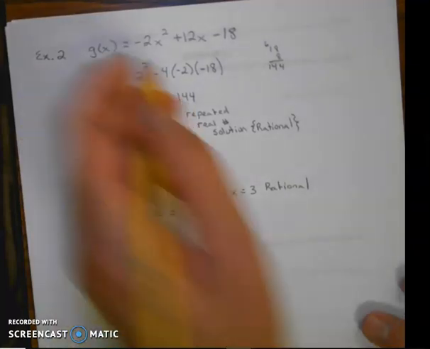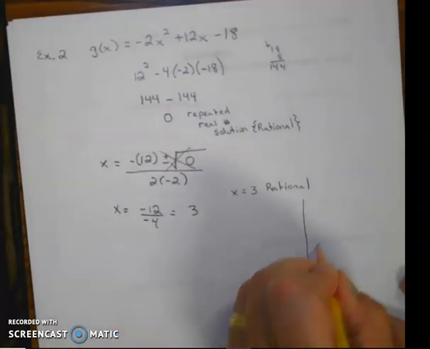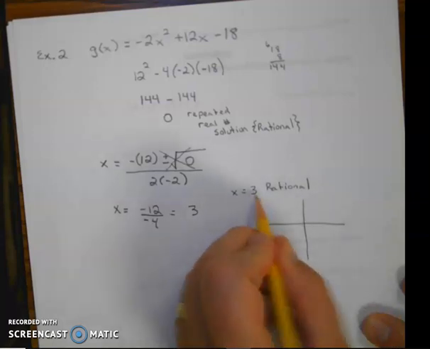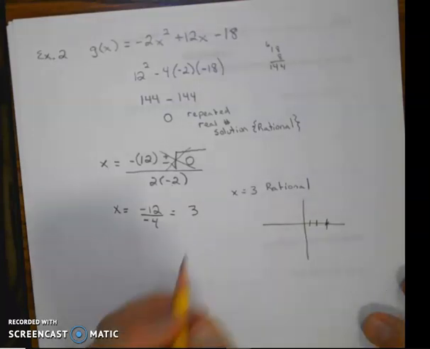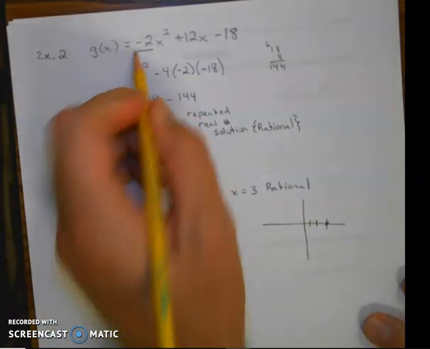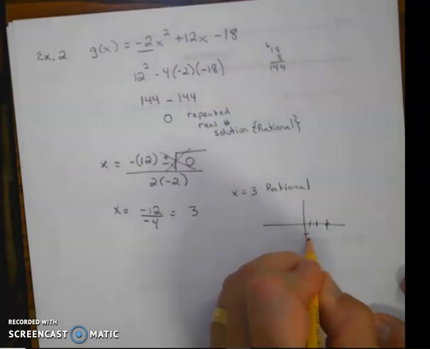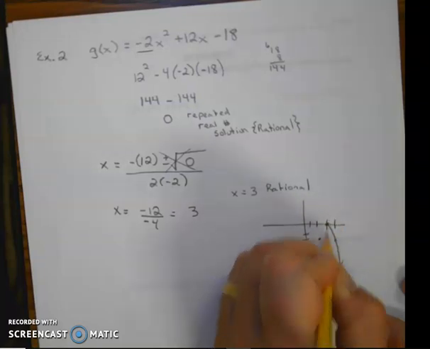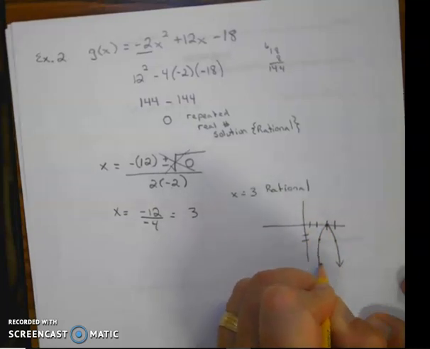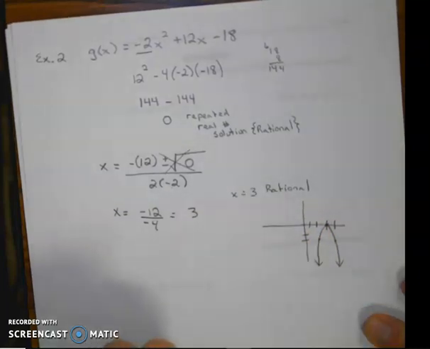So if I was to sketch this real quick, our solution is at 3. So there's my root. My a value is negative 2, so I would go to the left 1, down 2. To the right 1, down 2. And so I have 3 points. Remember, 3 points is all you need to make a parabola.